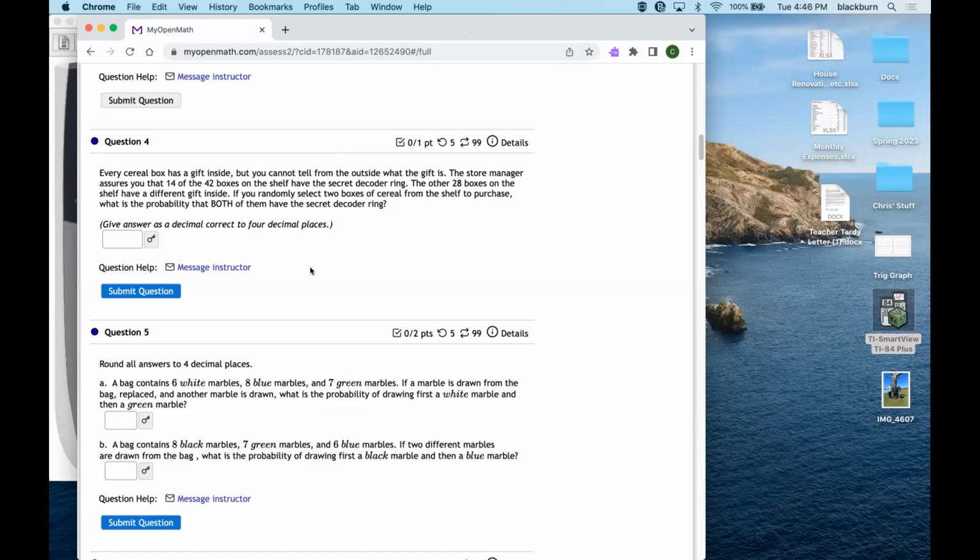Okay, so let's see. Cereal boxes, so 14 out of 42 have a secret decoder ring. The other 28 boxes on the shelf have a different gift inside. If you randomly select 2 boxes of cereal from the shelf to purchase, what's the probability that both of them have the secret decoder ring? Well, 14 out of 42 times 14 out of 42, right? They're independent events. What's in one box is independent of what's in another one. So we have 14/42 for the first, times 14/42 for the second. We go to our calculator.